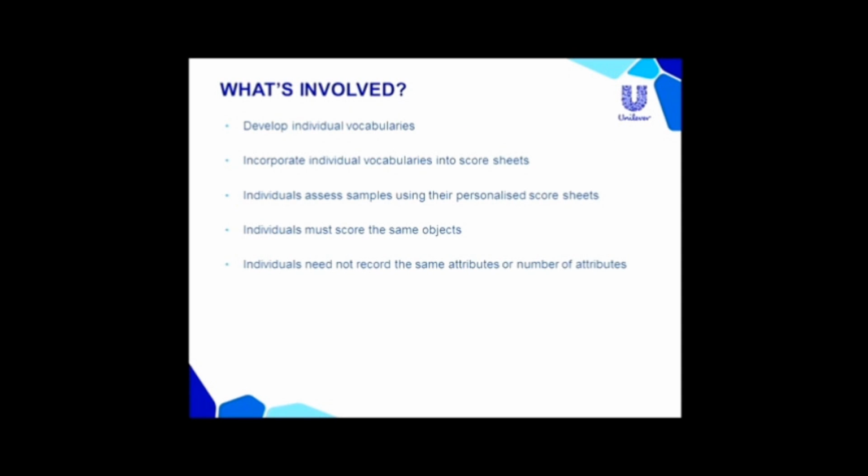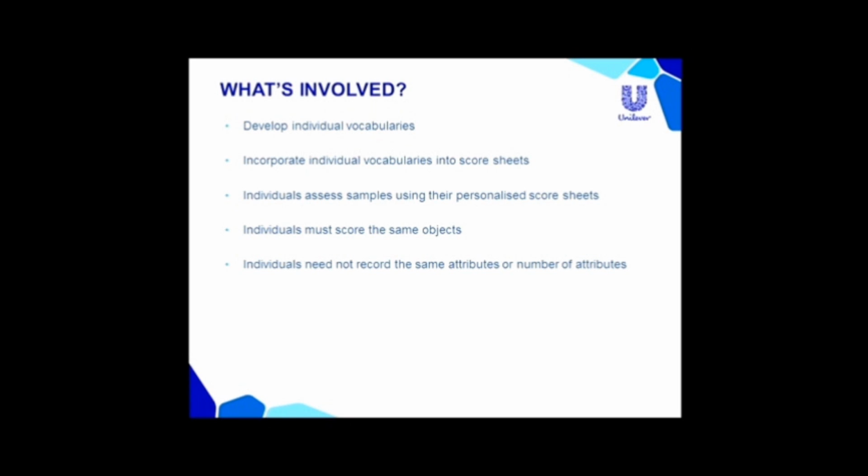So what's involved in this? Well, the way it works is that people develop their own individual vocabulary, so we don't give them a set of questions that the assessors have to answer. We let them decide for themselves. So they get the product and decide, well, these are the attributes that I think are important for this product. So everybody gets their own vocabulary, and then we get score sheets for each individual. And individuals assess their own score sheets, so everybody does their own set of questions.